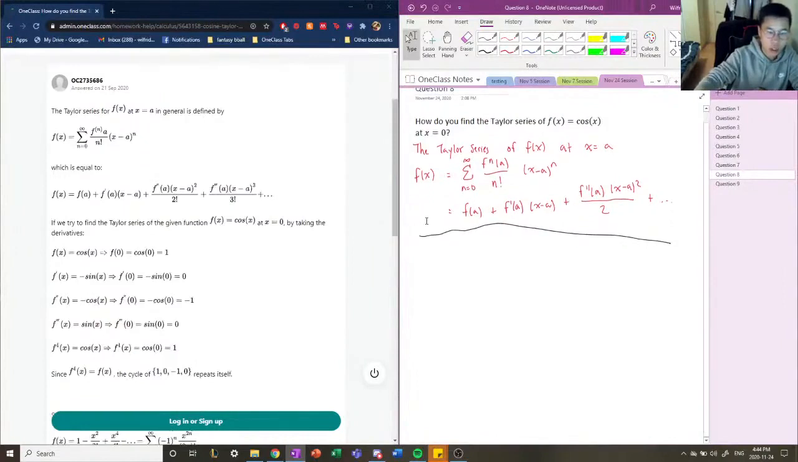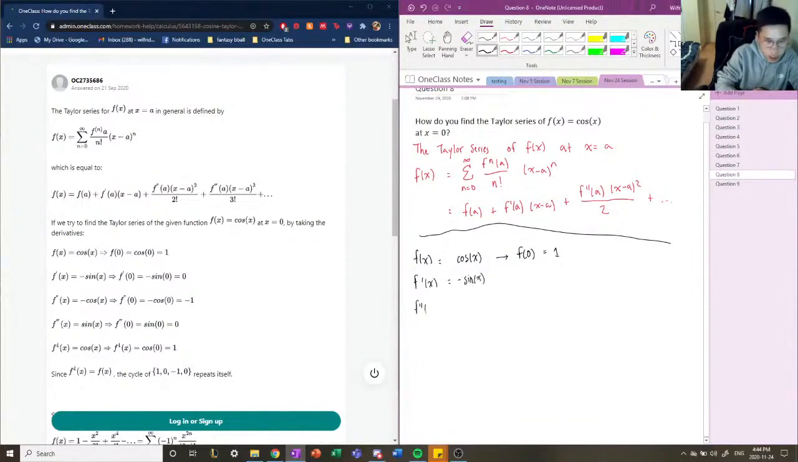The rule of thumb with Taylor series is that you're trying to find the established pattern, and by doing so, you can generalize it to find the infinite sum, or the general definition of the Taylor series of a specific function. So let's start calculating f of x and f prime of x, and what those derivatives are at 0. We have f of x equals cos x, then f of 0 equals 1. Then f prime of x equals negative sine x.